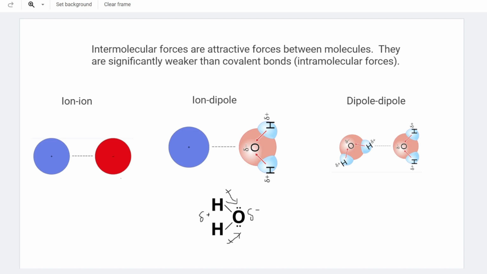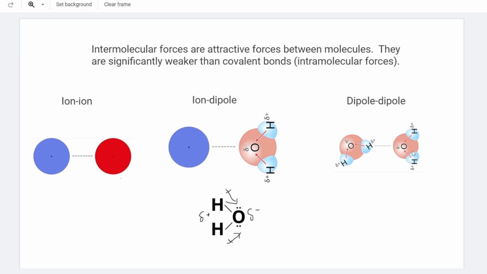Now let's talk about dipole-dipole. This is simply when one partially positive side of a polar molecule is attracted to one partially negative side of another polar molecule. In this instance, the partially positive side of H2O, or the hydrogen, is attracted to the partially negative side of H2O, or the oxygen, between these 2 separate water molecules.